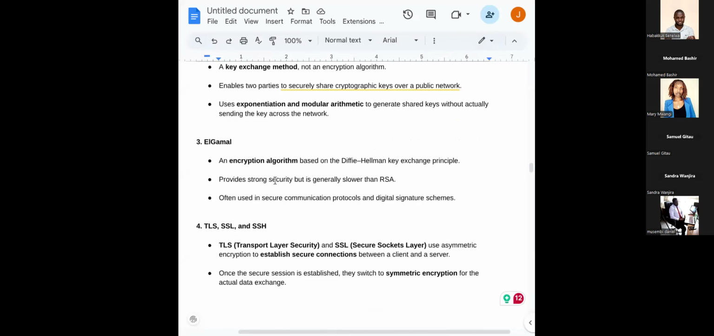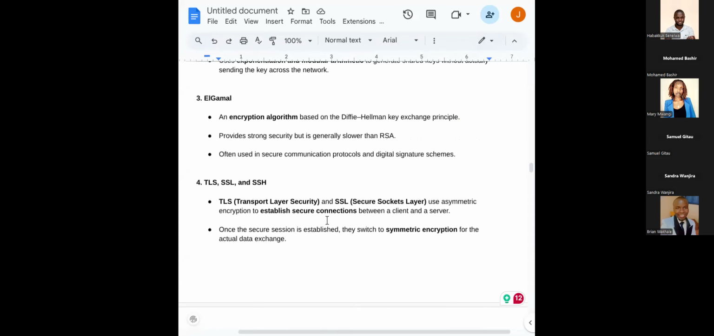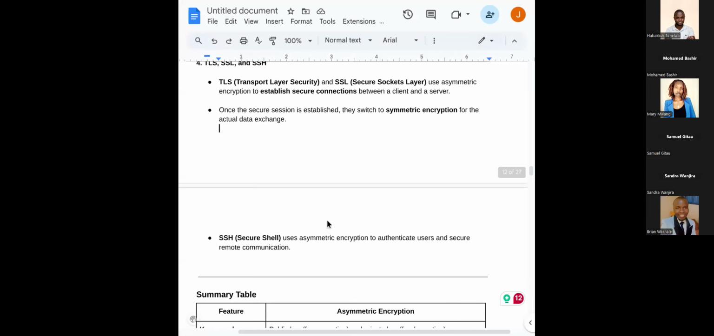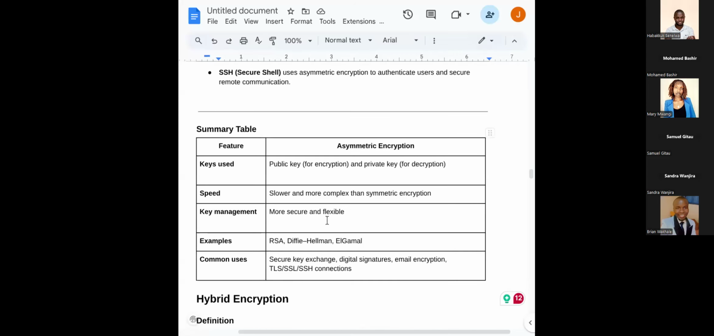Then we have this ElGamal. It uses an encryption algorithm based on the DH key exchange principle. It provides strong security, but it is slower than RSA. So we understand that RSA could be faster and stronger. That's why it is the most commonly used asymmetric type of encryption.